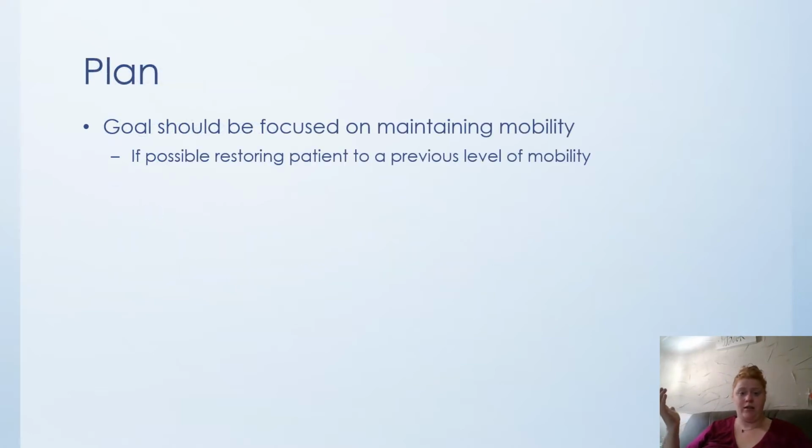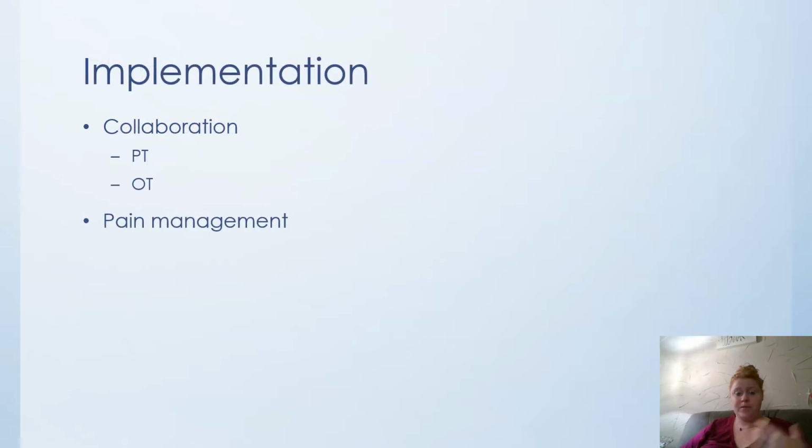And then the plan. Our plan is focused on maintaining the patient's mobility. If possible, we want their mobility to improve, but with some diagnoses, that's not possible. So we just don't want it to get worse, is the goal. If they have gotten worse temporarily due to an acute issue, we want to get them back to their baseline. And to implement, we're going to collaborate with PT and OT. Those guys are pros at what they do, and like I said earlier, their focus is mobility. So they're going to be able to help us with the plan of care for this patient.